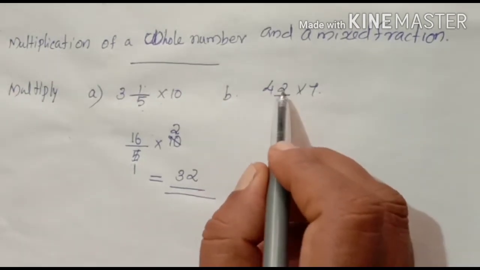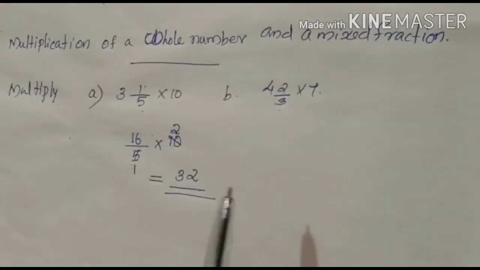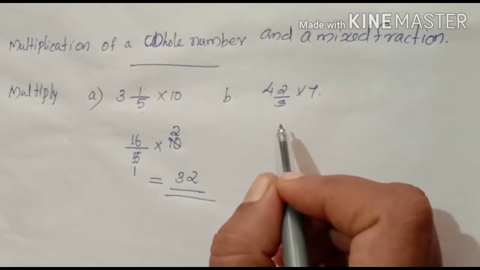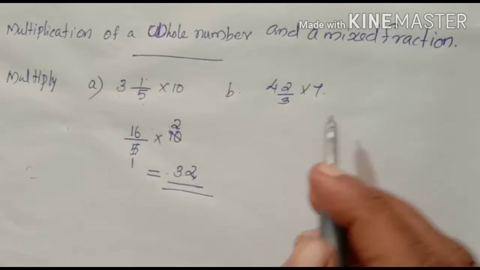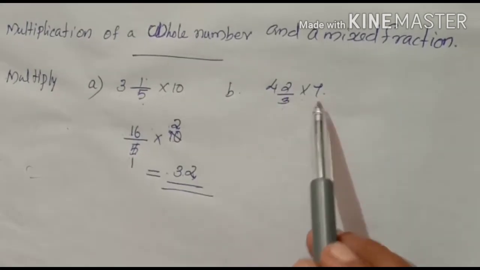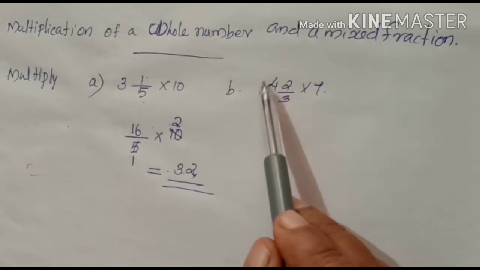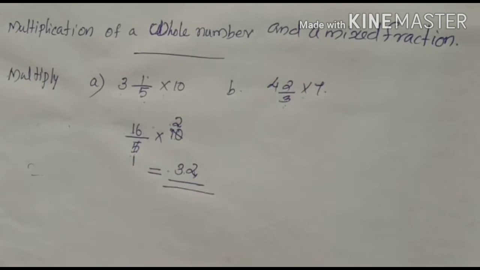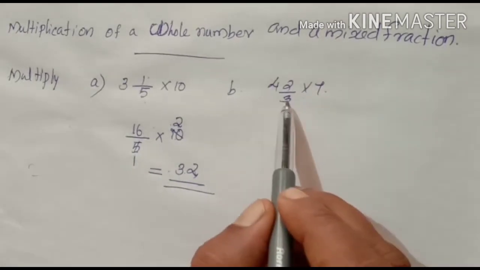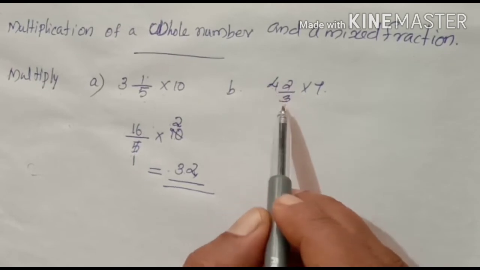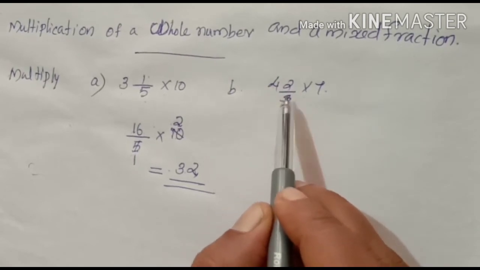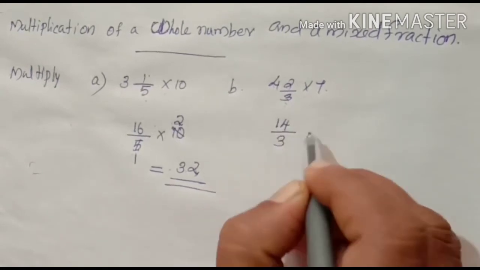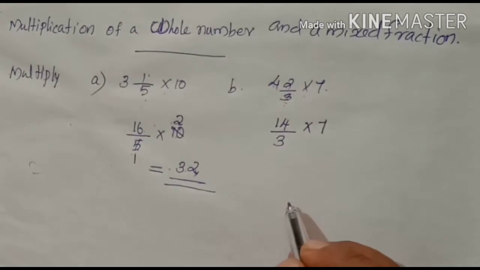Then B. Here 4 2 by 3 into 7. 4 2 by 3 is a mixed fraction. We can convert it into an improper fraction. First we have to convert it into an improper fraction. 4 into 3 plus 2. 4 into 3 equals 12. 12 plus 2, 14. 14 by 3 into 7.